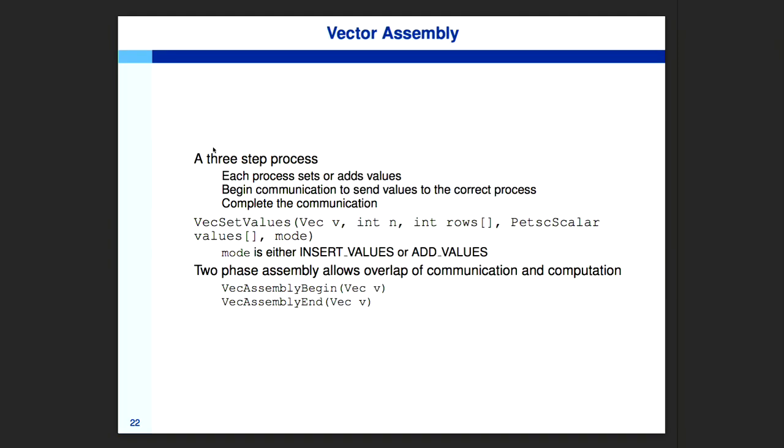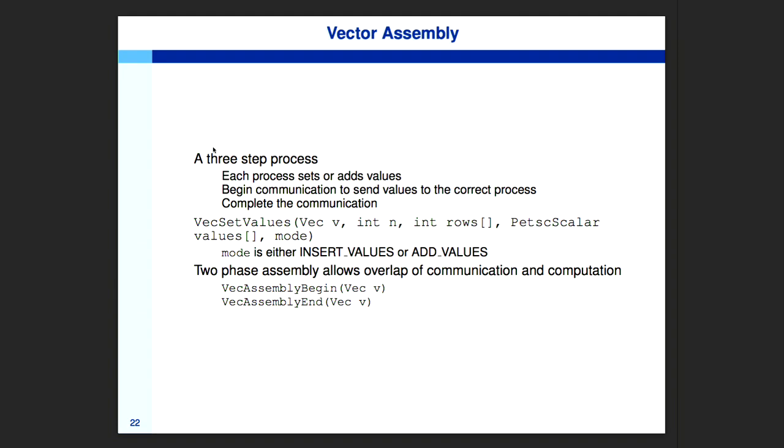So in more specific terms, for the case of vectors, there's a three-step process. On each processor, code would either set or add values to a vector, would initiate communication to begin sending values to other processes if need be, and then complete the communication. So that's done by these sequences of calls.